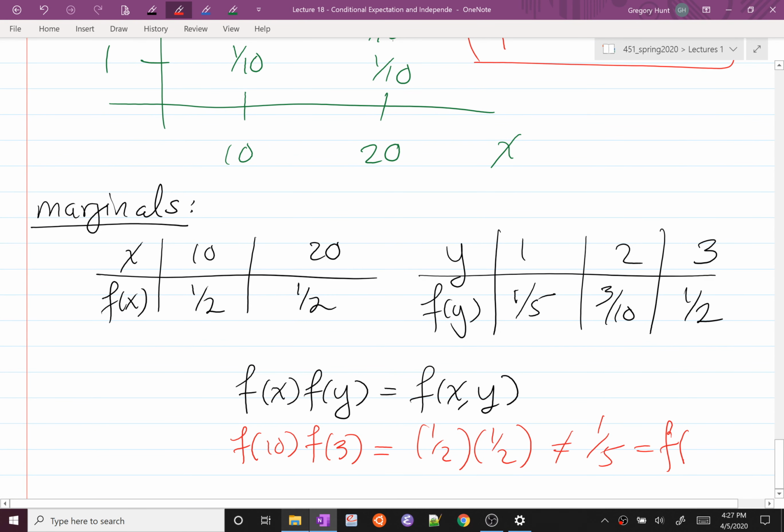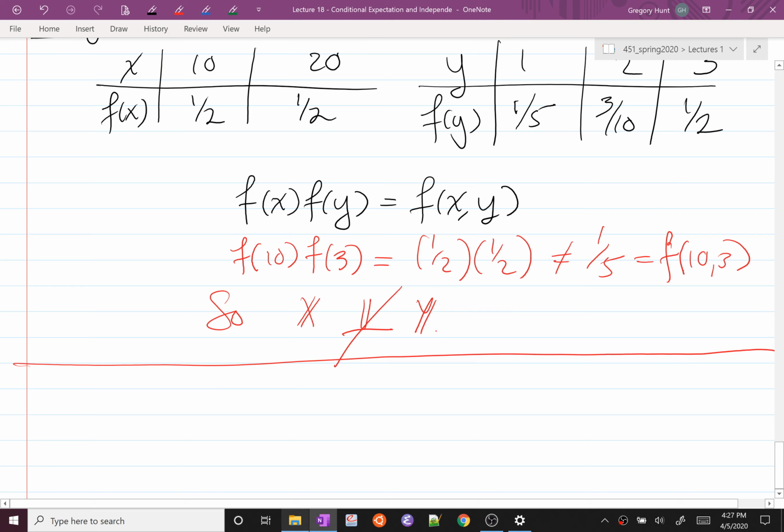And so this tells me that x is not independent of y. Okay, that's a real simple example, checking independence and just using that theorem there. So this factorization theorem is very useful.